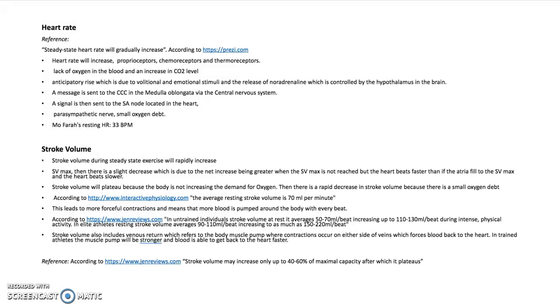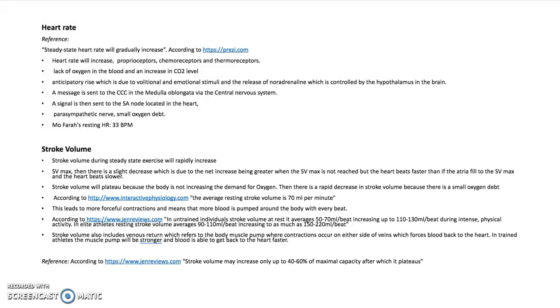After a few minutes, the body is working at steady state, which means there is no increase in demand for oxygen, so the heart rate will plateau. After exercise, there will be a rapid decrease because there is a small oxygen debt.